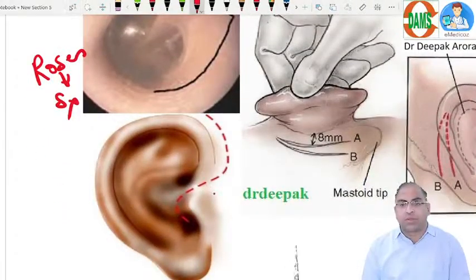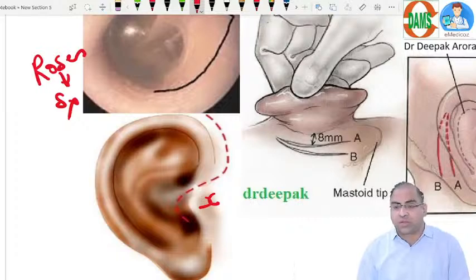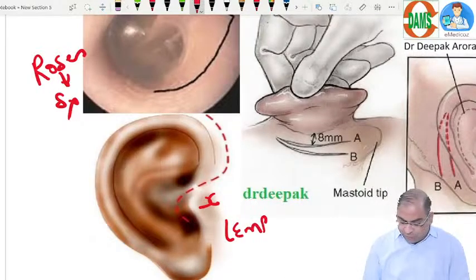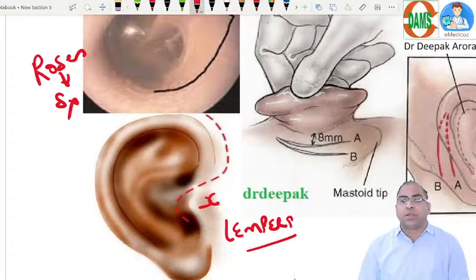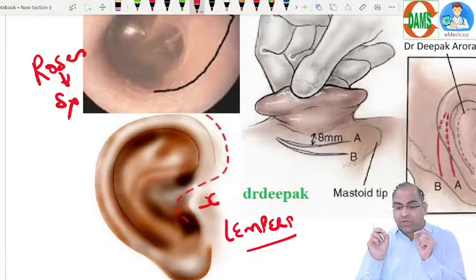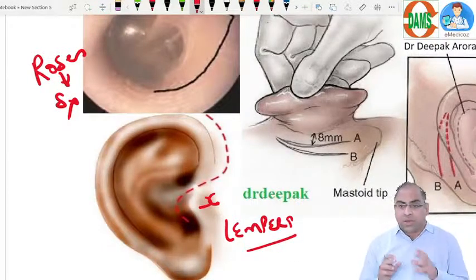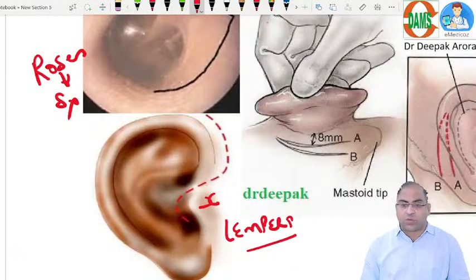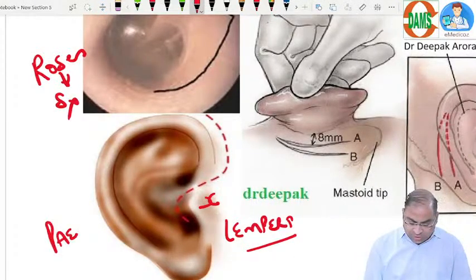Then the examiner can show you this type of incision. Anybody who can tell me what is this one? X is your incisura terminalis, where I am giving the incision, is known by the name of Lampert incision. Examiner can ask you an important point: which patients are we using it in? We are using it in pediatric patients.